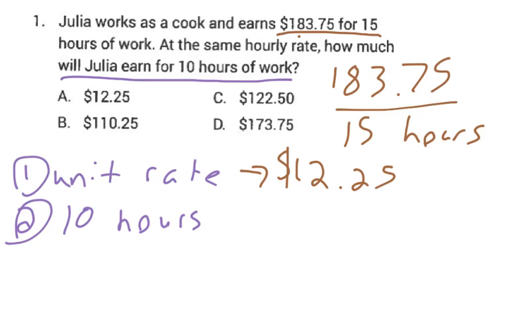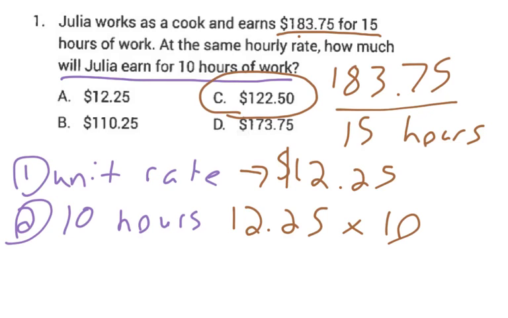They don't want to know how much she earns in 1 hour. They want to know how much she earns in 10 hours. So then we're going to take that $12.25 and we're going to multiply it by 10. And when we do that, we get $122.50.